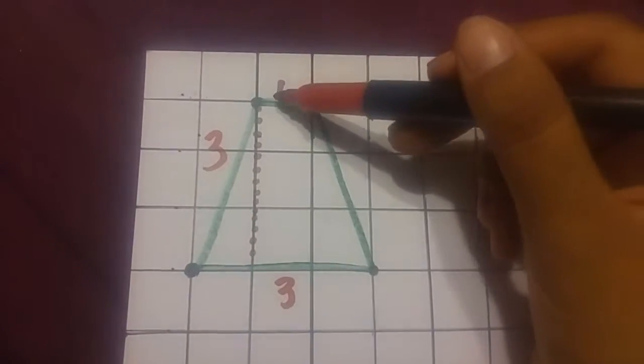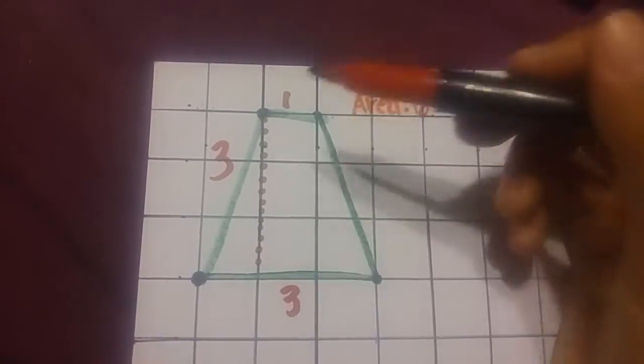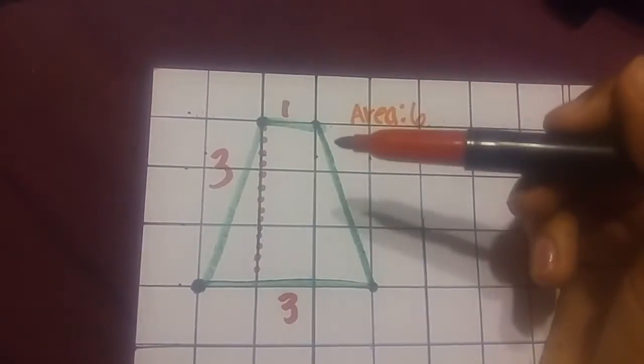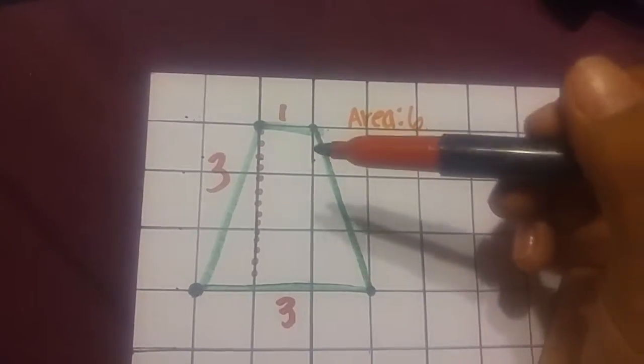If I added both bases, base 1 and base 2, I got 4. Then if I multiplied 4 times 3, I got 12. And when I divided all that by 2, I got the area, which was 6.